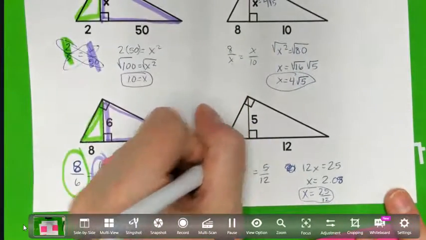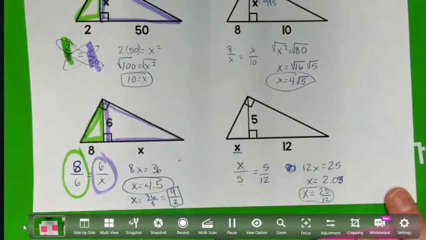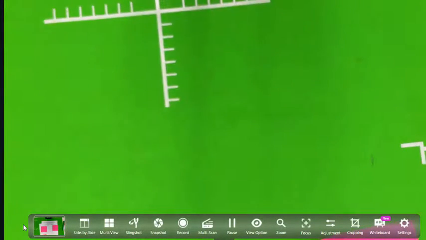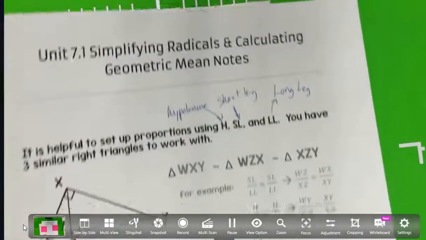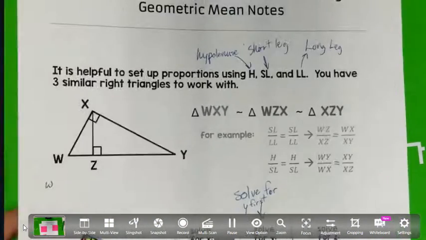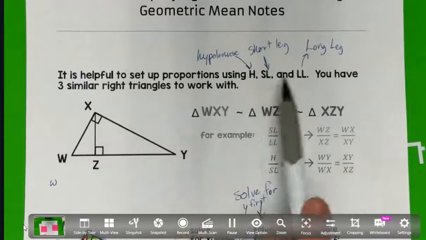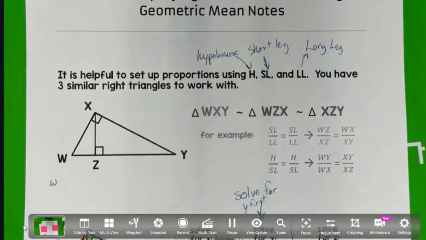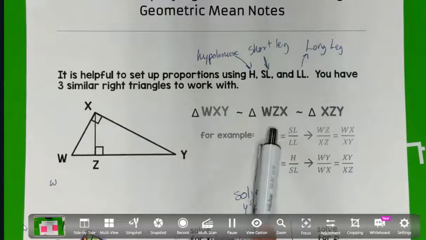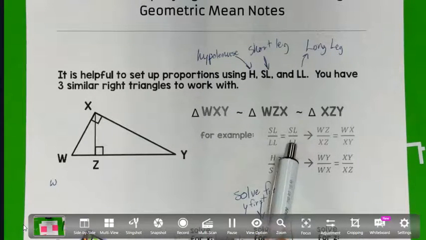So we're using geometric mean to solve for different parts of triangles. Right, last page. So for this page, you can kind of use whatever is helpful for you. When it says H, it means hypotenuse. When it says SL, it means short leg. LL means long leg. When we're setting up our similarity, it has to be the same on each side. So if it's short leg over long leg, it has to be short leg over long leg on the other side. If it's hypotenuse over short leg, it has to be hypotenuse over short leg for the other triangle.